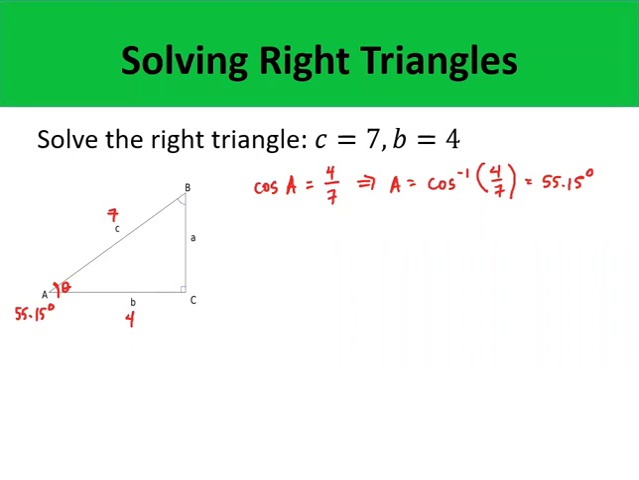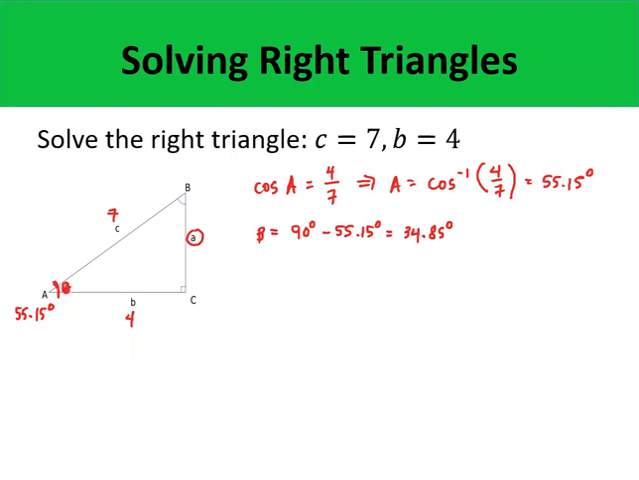Since we already have angle A, we can solve for angle B, which is 90 degrees minus 55.15 degrees. So 90 minus 55.15 is 34.85 degrees. And the only thing left to solve is the length of side a.